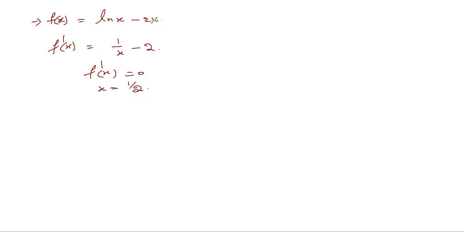First, consider this problem. Differentiate. We need to identify local maxima or local minima points for the function. So differentiation I have done, make it equal to 0. I got x value 1 by 2. Then take the number line, mark 1 by 2.